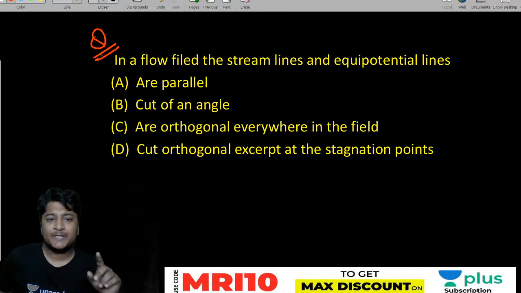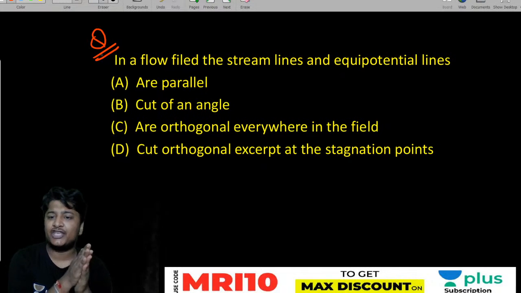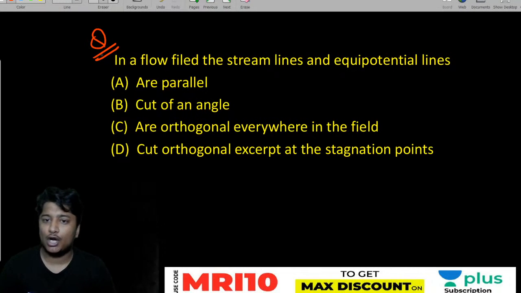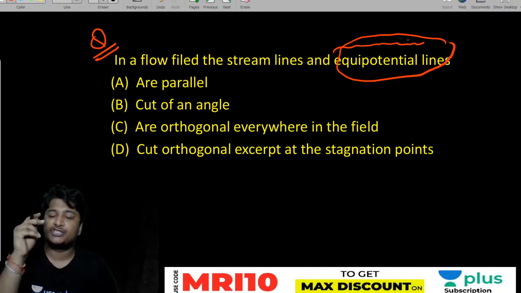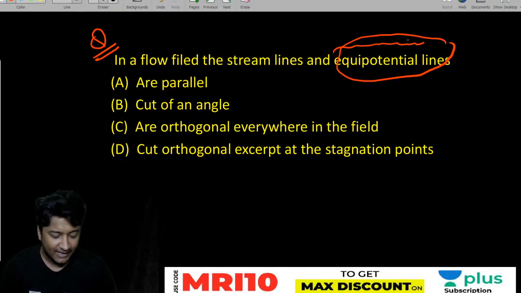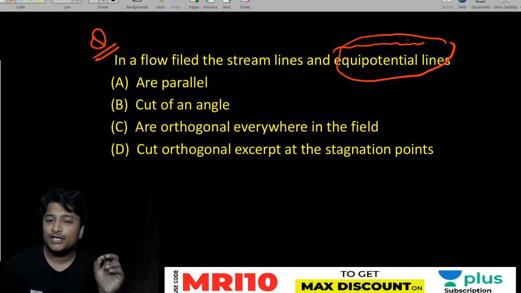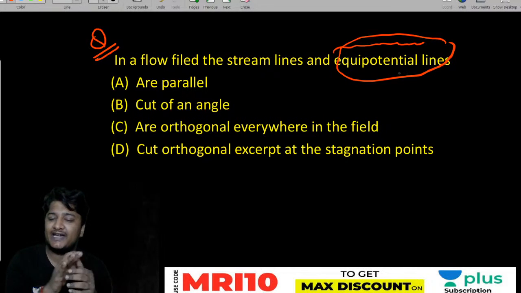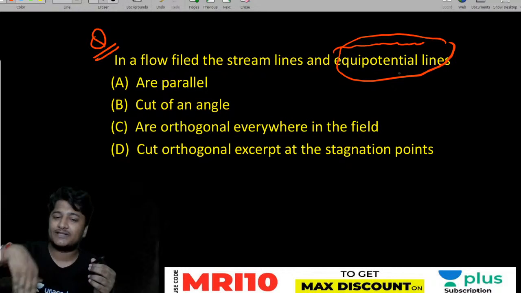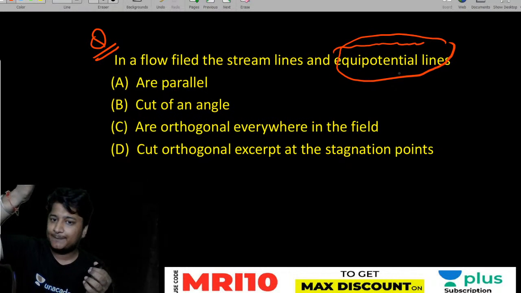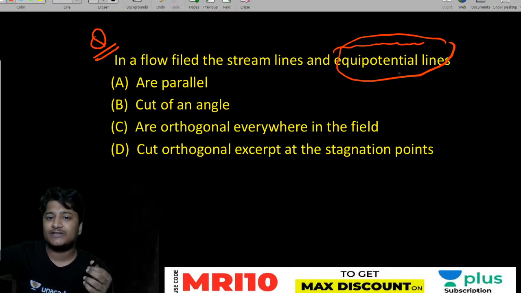चलिए सबसे पहले, in a flow field, the streamline and equipotential line. So many of you do not know what an equipotential line is. If you have studied flow net in soil mechanics, आपका soil mechanics I think complete हो चुका है. So if you have studied the flow net, आपको मालूम होगा equipotential line क्या होती है. It is passing, or you can say perpendicular, to the streamline. ये हमेशा perpendicular to the streamline होता है.